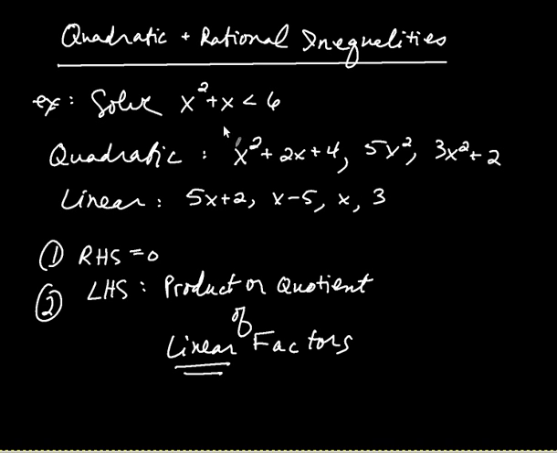Okay, let's take our first one. x squared plus x is less than 6. So first step, we're going to get the right-hand side equal to 0. So it's going to be x squared plus x minus 6 is less than 0. Second step, get this left-hand side to be either a product or a quotient. Well, clearly it's going to be a product, in this case, of linear factors. That basically means factor this.